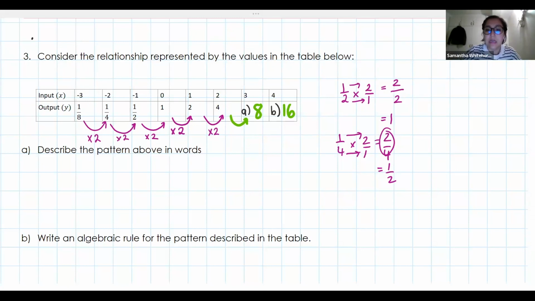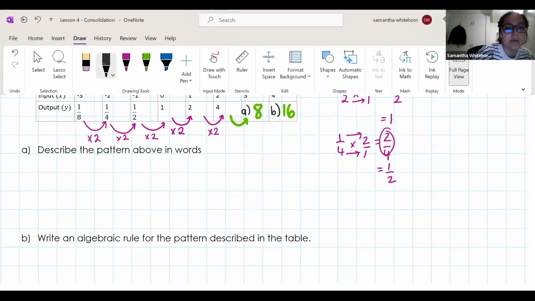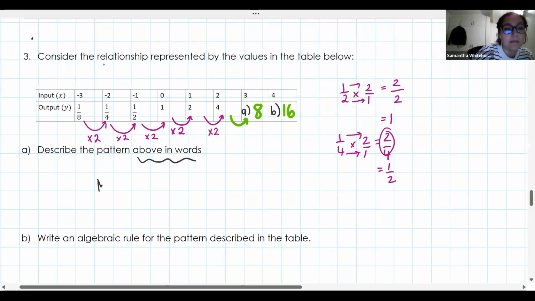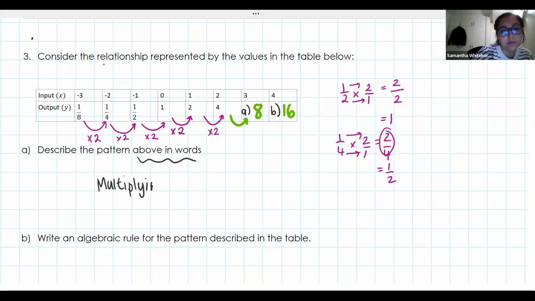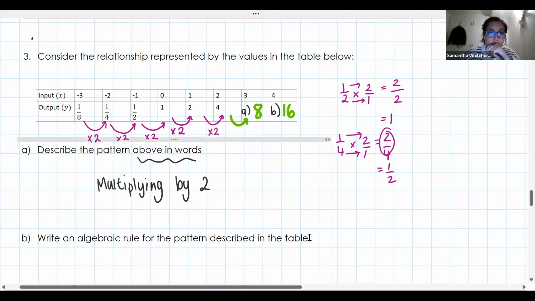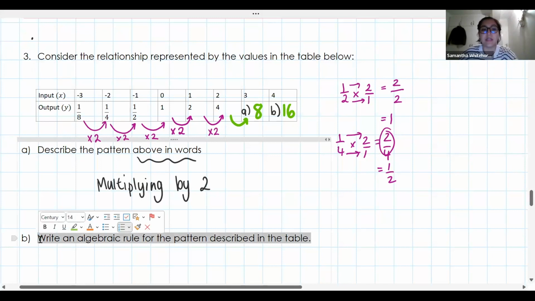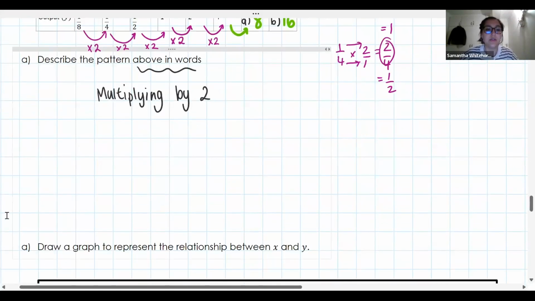Okay, so now that we have that, we can hopefully describe our rule. So our rule, as we can see, is we are multiplying by 2 each time. So when we want to describe it in words, we are multiplying by 2. And so again, guys, that means we could continue on this pattern. Right, I'm gonna leave the rule for a second. We'll deal with that in a tick or two.